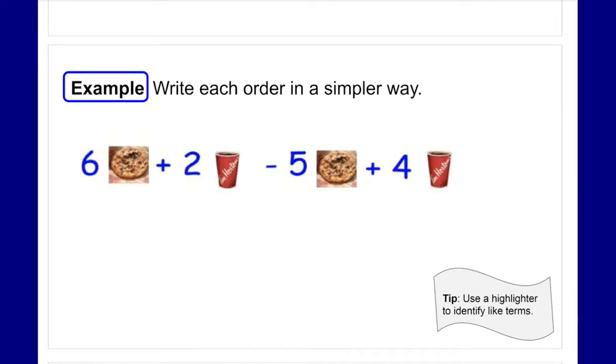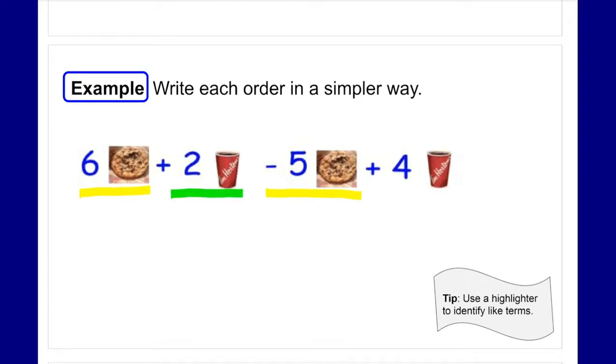Now we're just going to look through some examples. We're going to start off again visually and then work our way into just dealing with numbers and variables. So 6 cookies plus 2 coffees minus 5 cookies plus 4 coffees. Again, when we're dealing with like terms, we want to focus on the parts that are the same. If it's easier, use a highlighter or underline your like terms. So identify your like terms first. If I start off with 6 cookies, I'm just going to underline it to save some time. 6 cookies, I also have minus 5 cookies. Those are like terms. They're both cookies.